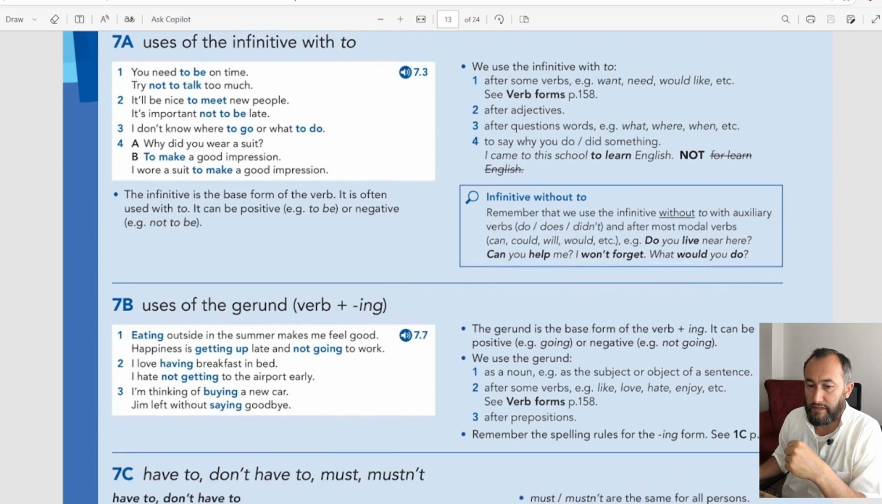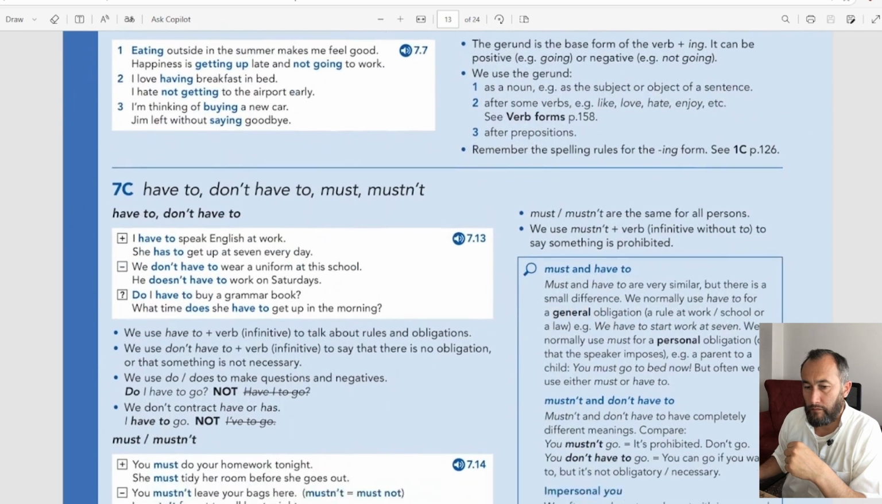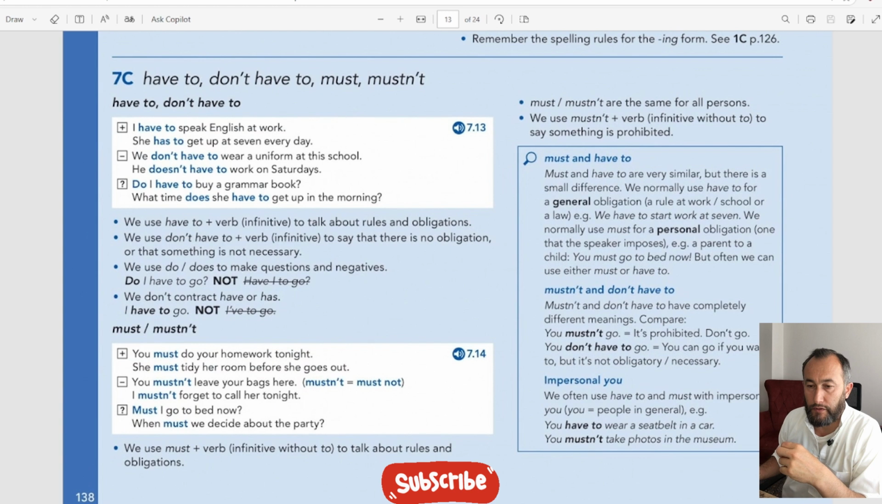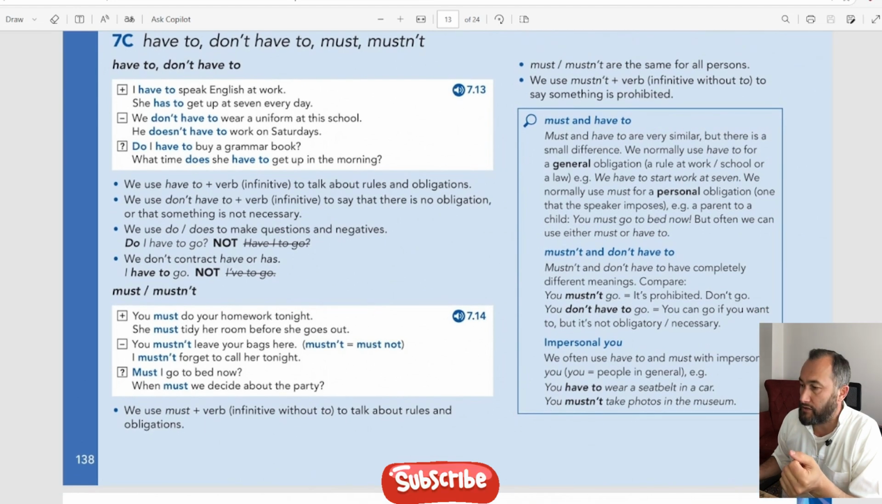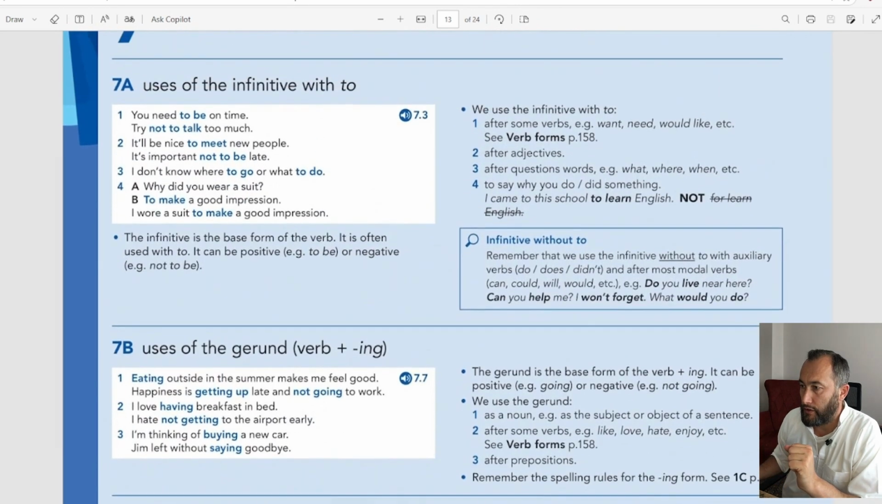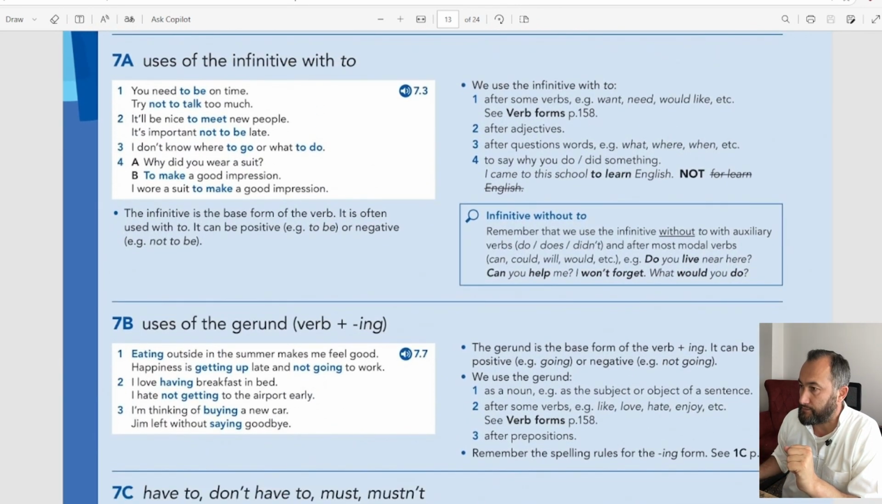And then we have got 7C. As you can see, how to use have to, don't have to, must, and mustn't. Okay, so that's on page 138. That's at the end of the book. So now we're going to start with 7A, guys.